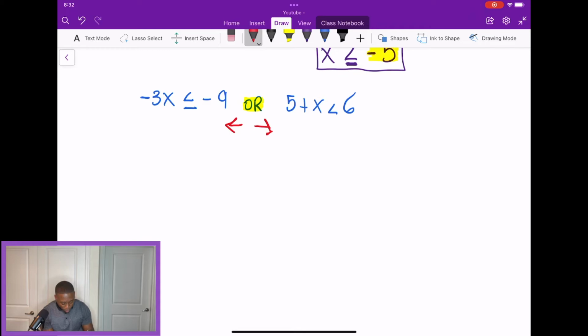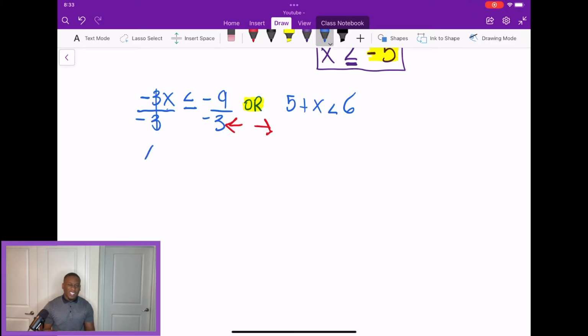So when we go back to this problem, we're going to solve both of these separately. We're not combining these two inequalities when we solve. So once we divide, our x was negative, so we're going to have to remember to flip that inequality symbol. So we have x is greater than or equal to 3.